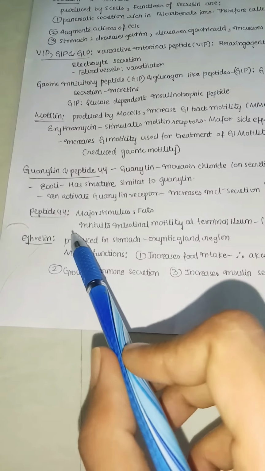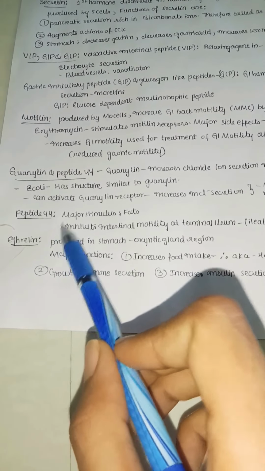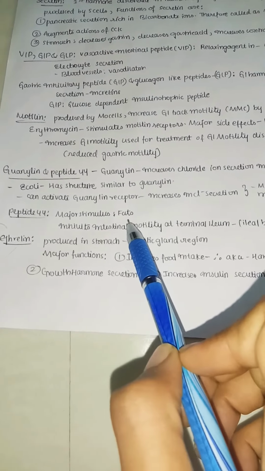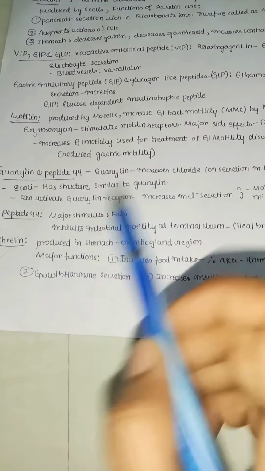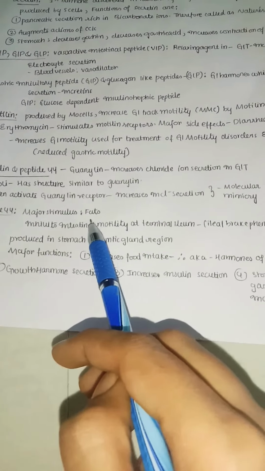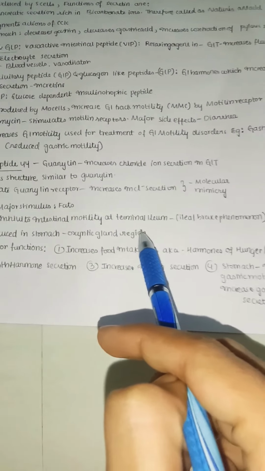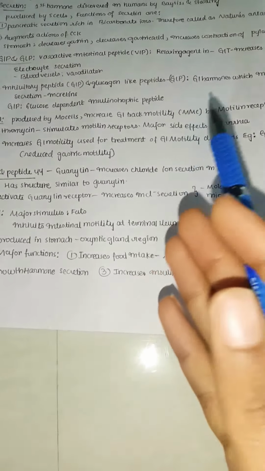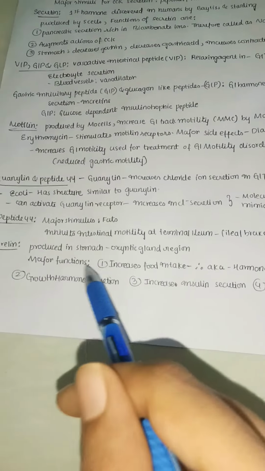Next, let us see peptide YY. Its major stimulus is fat. So whenever there is fat, it gets activated and it inhibits intestinal motility at the terminal ileum. This is called the ileal brake phenomenon because it is terminating the motility of the ileum.